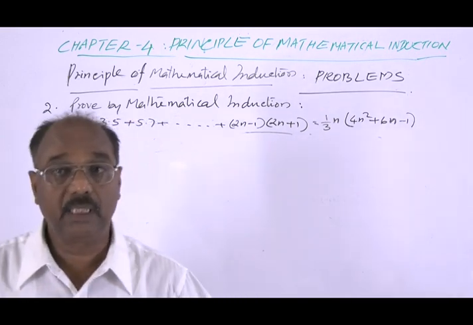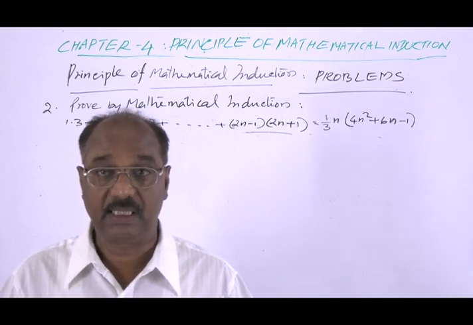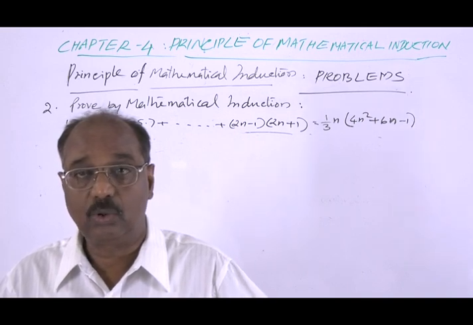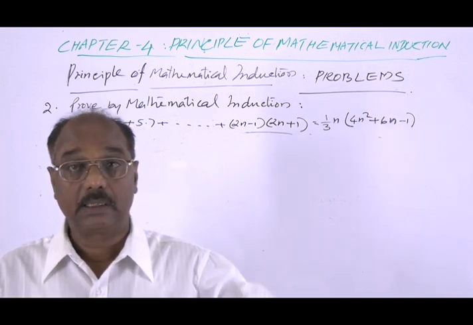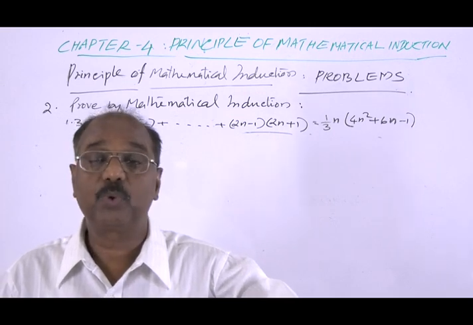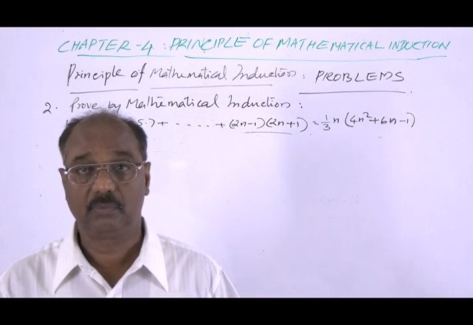So the method you know. First, prove the result is true for n equal to 1. That is, for n equal to 1, prove that the left side equals the right side. Then assume the result is true for n equal to k and prove that it is true for n equal to k plus 1 also.